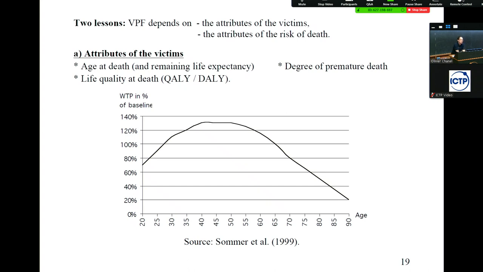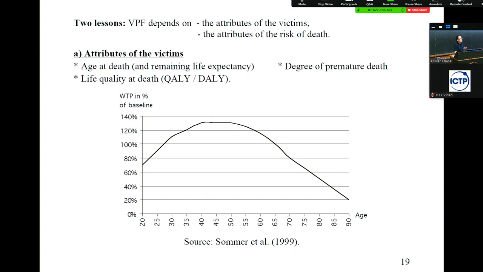And if you look at the literature regarding the computation of the value of a prevented fatality and these surveys, what you observe is that there are two things that matter when you put a value on a prevented fatality: the attributes of the victims and the attributes of the risk of death. Regarding the victims, you can imagine that depending on the age at death, and hence the remaining life expectancy at death, depending on the degree of premature death, and depending on the life quality at death, you will have a propensity to pay to suppress this premature death that is going to change.